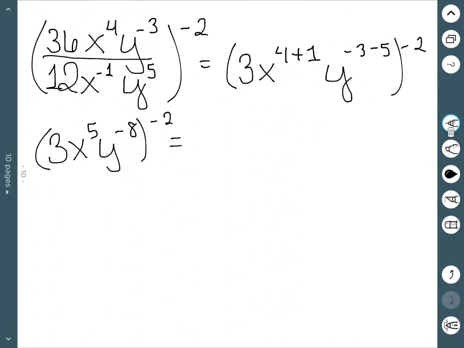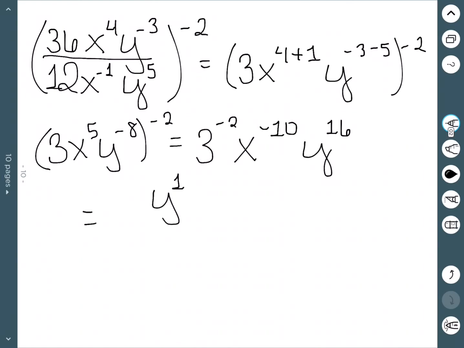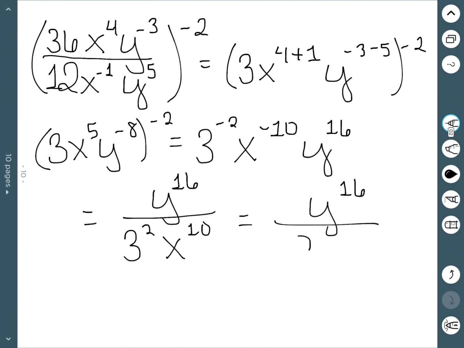And then we'll start raising things to that -2 power. 3 to the -2. We multiply exponents. 5 times -2 is -10. And -8 times -2 is +16. Moving negative exponents to the bottom leaves us with the y to the 16th on the top. The bottom is a 3 squared and an x to the 10th, which we can then finally simplify as y to the 16th over 9x to the 10th.